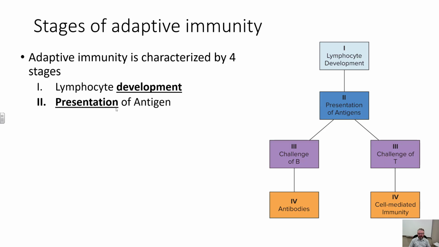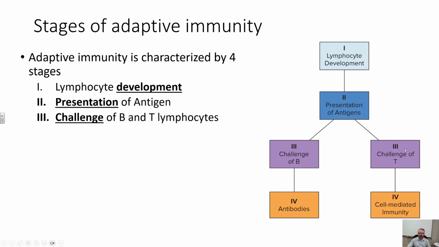And at that point, the next stage occurs, which is said to be challenge. In other words, they've been challenged to respond to the presence of an antigen. And at that point, the process divides into 2 different stages, depending on whether you have a B cell or a T cell being challenged. Now, really, any given presentation will cause both to occur.